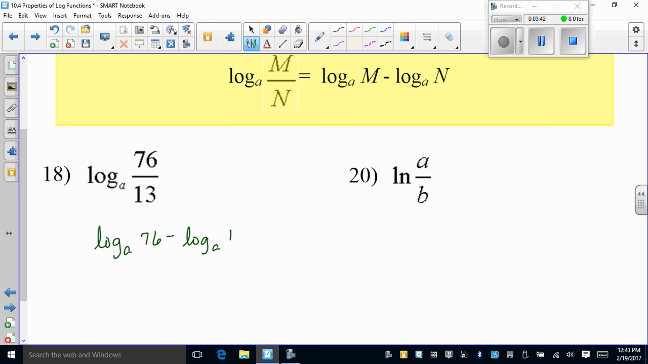Now this one here we can prove in the calculator, because you can put this in the calculator, just use base 10, put this in the calculator, and then put this in the calculator, don't forget the parentheses, and you will get the same values. Okay, and then this one, natural log of a minus the natural log of b.